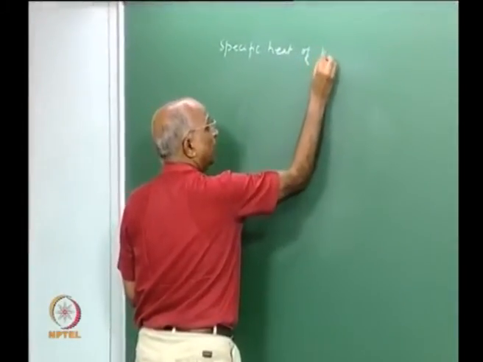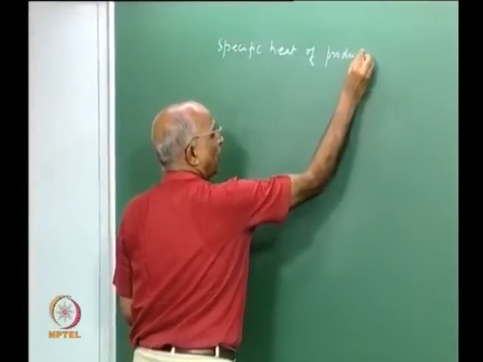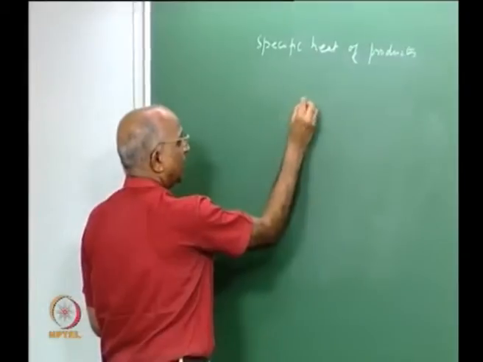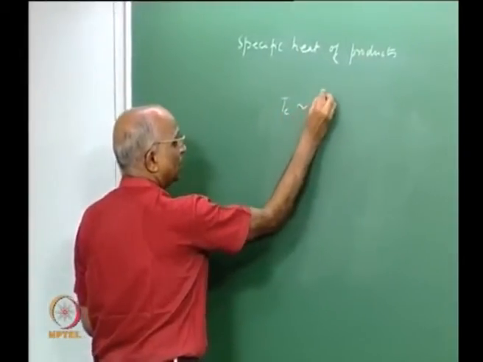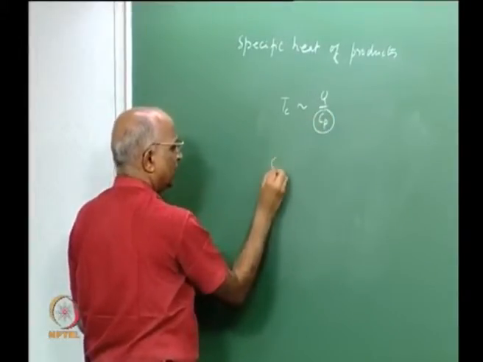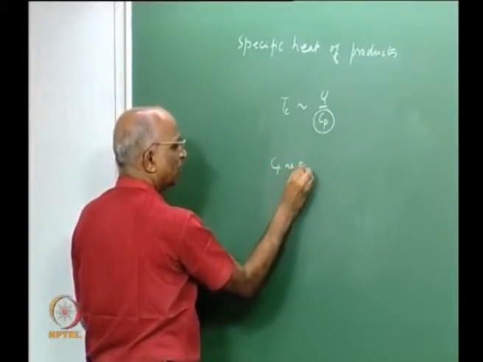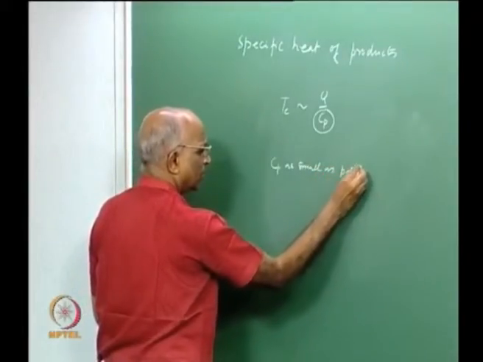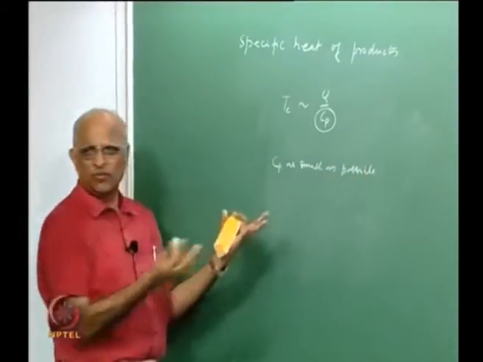Maybe the products of burning, or products of a chemical reaction, are escaping through the nozzle. We tell ourselves, well, Tc goes as heat release divided by the specific heat. I would like to have Cp as small as possible. Well, this is thermal, all of us know it.